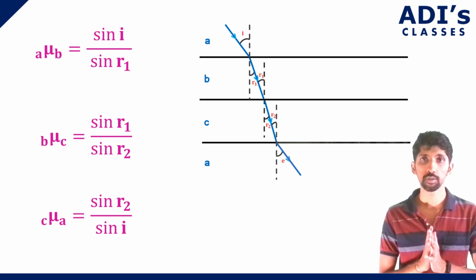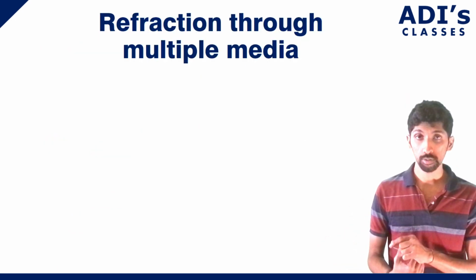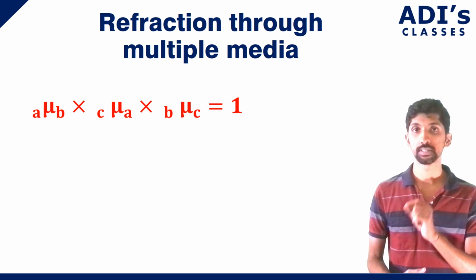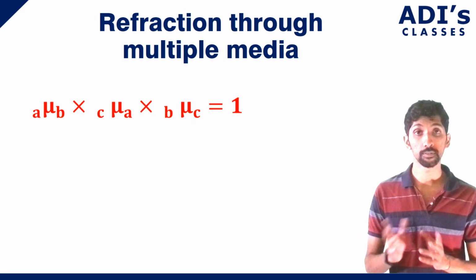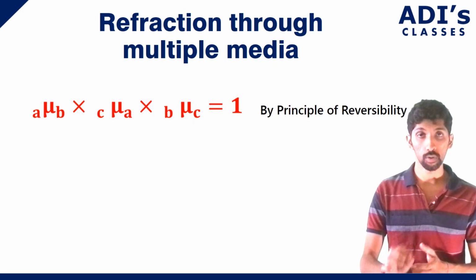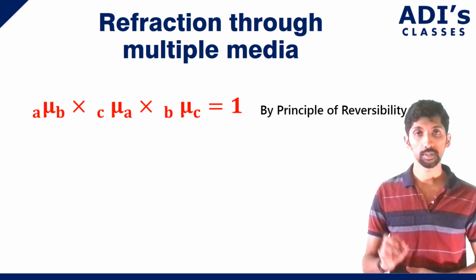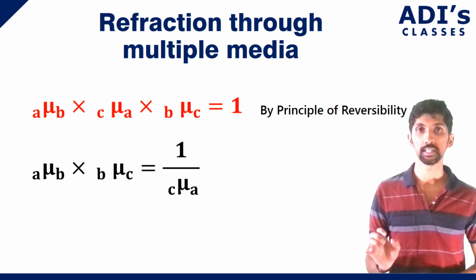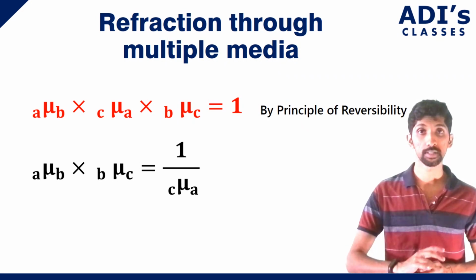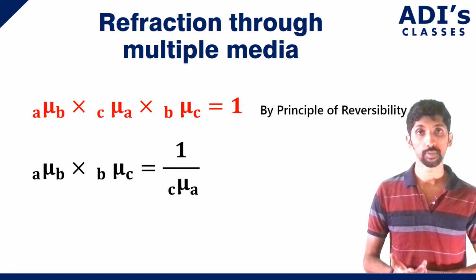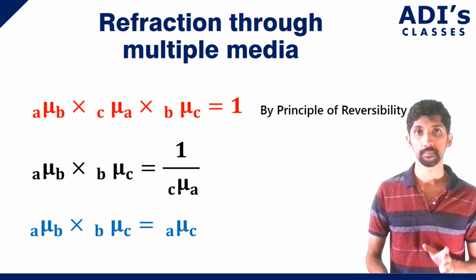Right. Now what we do here, we multiply all three. That is A mu B into B mu C into C mu A. So this will be nothing but 1, correct? Just like principle of reversibility. So now what we do is we take one of them to the RHS. That is, what we'll do is A mu B into B mu C is equal to 1 by C mu A. So by principle of reversibility, this will be ulta. So we have A mu B into B mu C is equal to A mu C, right?